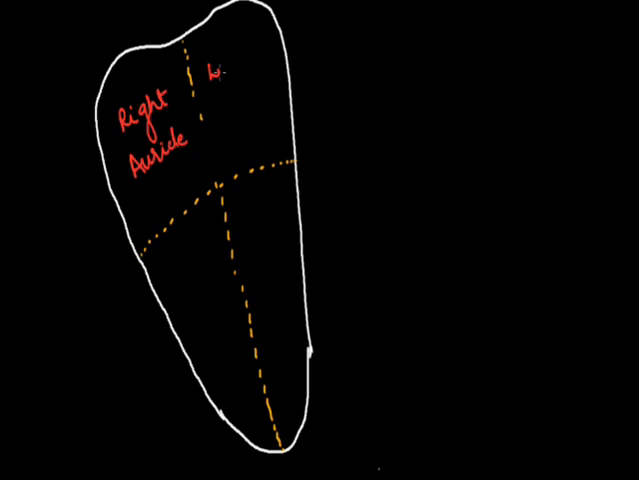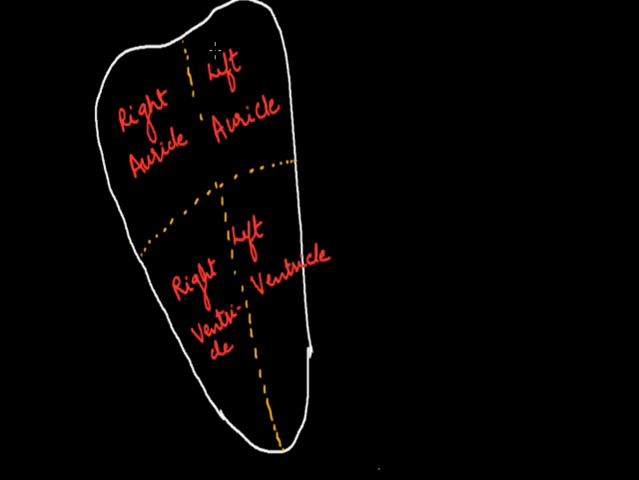If we draw a diagram of the heart, it is divided into upper chambers and lower chambers, and it is also divided into right and left portions. The upper two chambers are called the auricles. This one is the right auricle. This is the left auricle. This is the right ventricle. And this is the left ventricle. The upper two chambers are combinedly called the right auricle and the left auricle, and the lower chambers are called the right ventricle and the left ventricle.